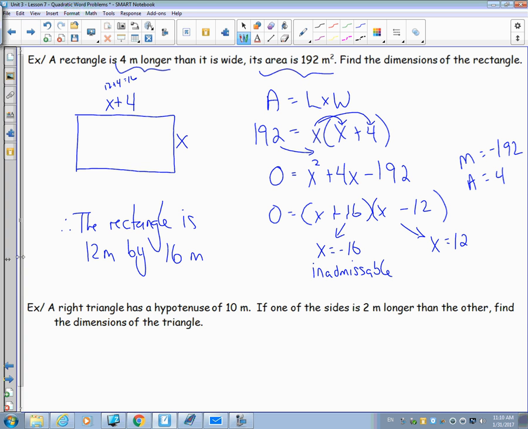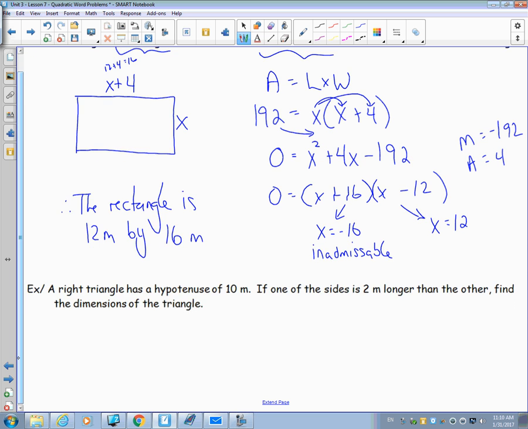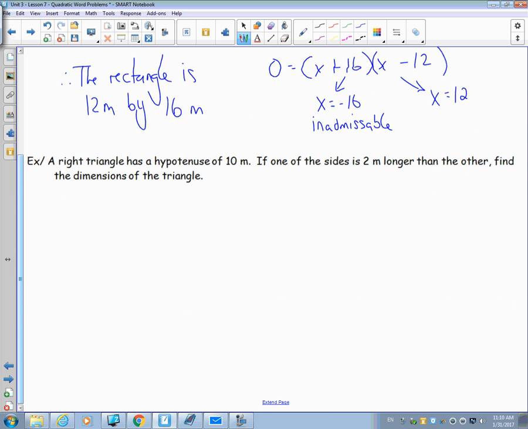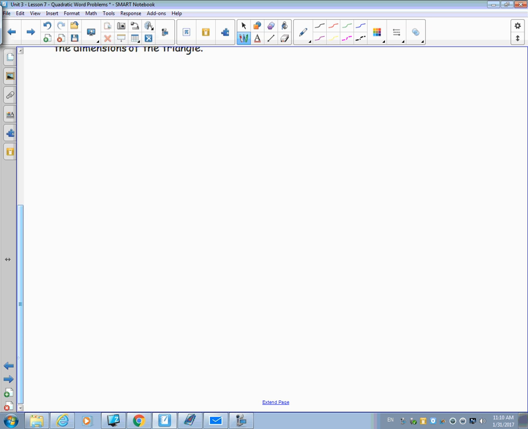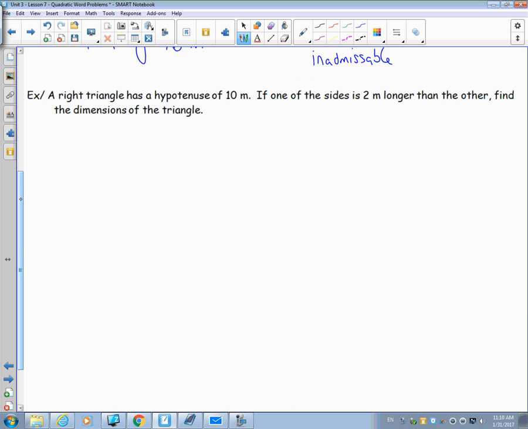Okay, let's try the next one. Slightly more challenging this time. A right triangle has a hypotenuse of 10 meters. Oh, too far. So we can draw that out. A right triangle. Hypotenuse, 10 meters. If one of the sides is 2 meters longer than the other, find the dimensions of the triangle. So if one's 2 meters longer than the other, so if I make one of them x, the other one's got to be 2 meters longer than that, x plus 2.